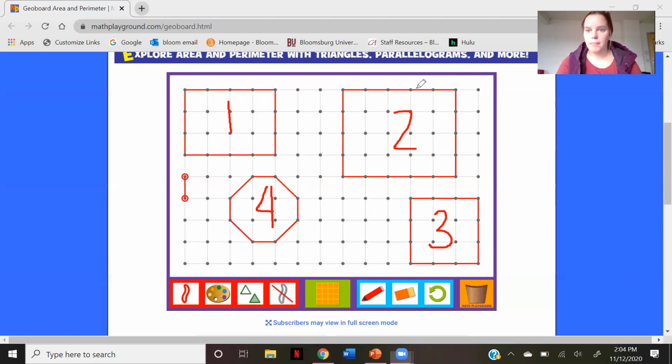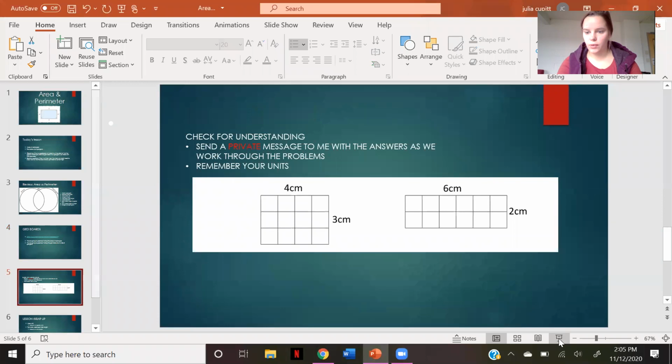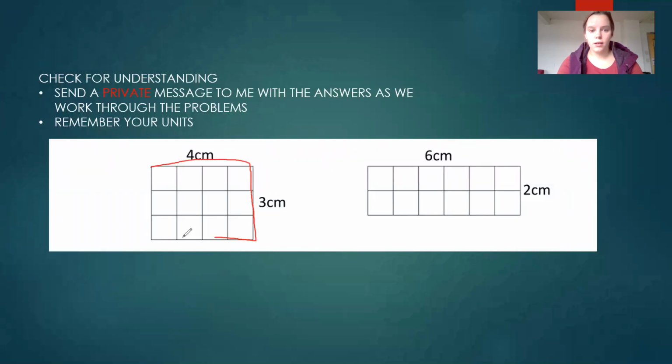All right, we're gonna bring it back to the PowerPoint, and we're gonna do a quick review. When I ask the question, you are going to private message me in the chat. So when you go to chat, when it says to everyone, you're gonna pick my name and it's gonna private message me so no one else sees it. So the first thing I want you to do is find the area of this one.